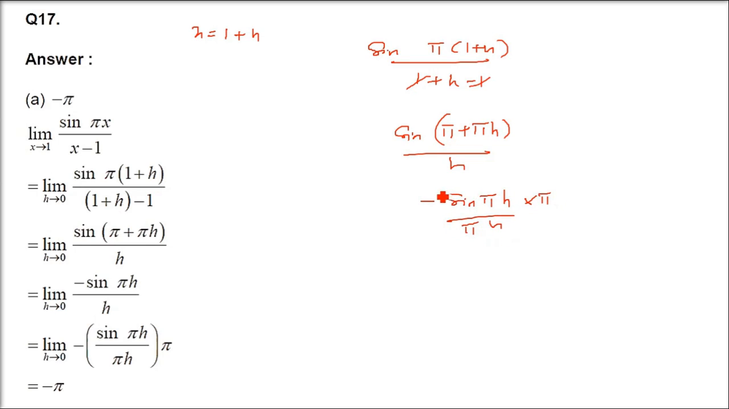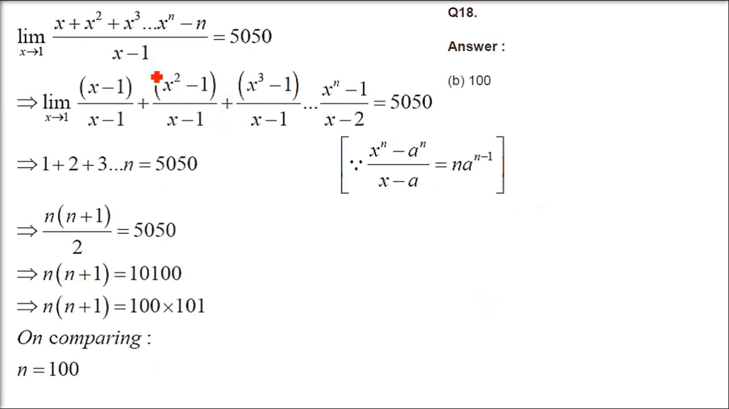So minus sin pi h, multiplying and dividing by pi, this whole sin pi h by pi h, as h tends to 0 (because we have x as 1 plus h, so h tends to 0), is going to be 1. Only minus pi will remain. Minus was already there, and pi we have got.